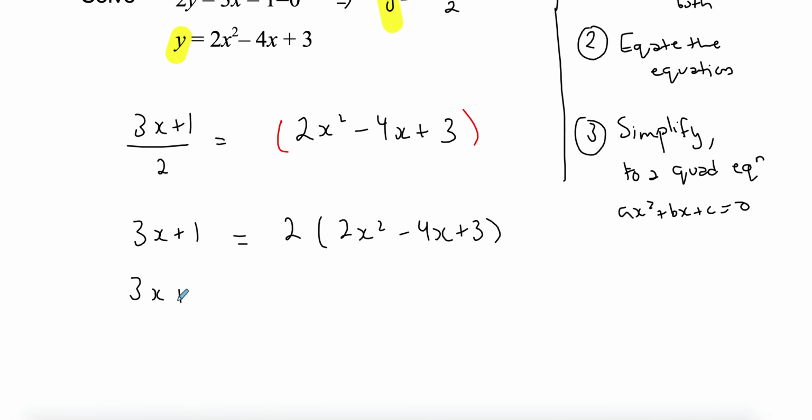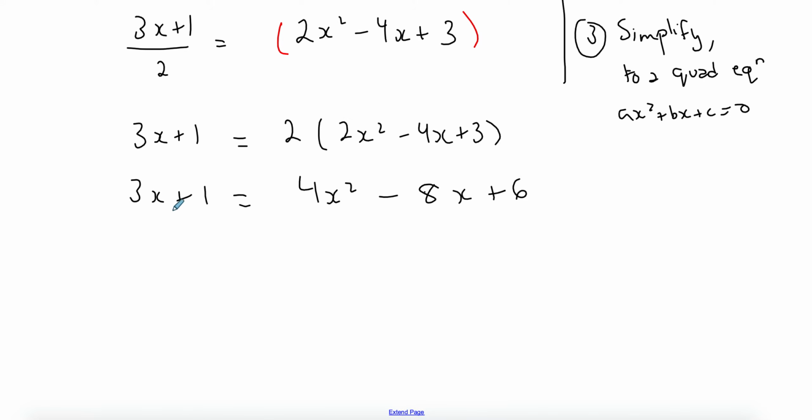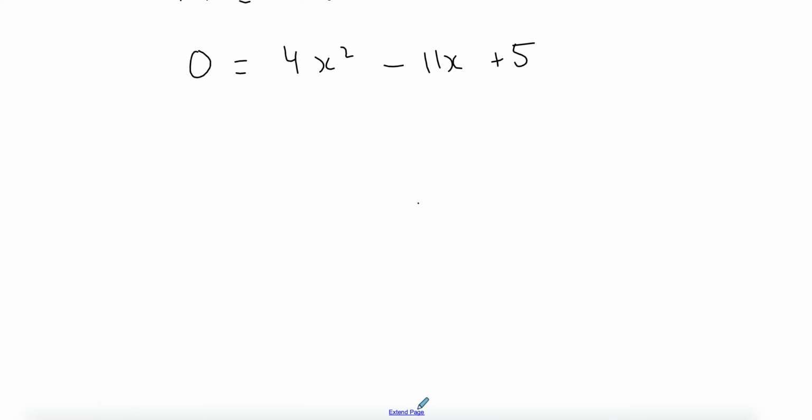So multiply out, I'm going to get 4x squared minus 8x plus 6. And then just rearrange everything. I'm going to move everything to the other side to make it equal to 0. So in this case, I'm going to get 11x plus 5, minus 11x plus 5. So this is my quadratic equation, and you can either solve it using the quadratic formula or factorization.